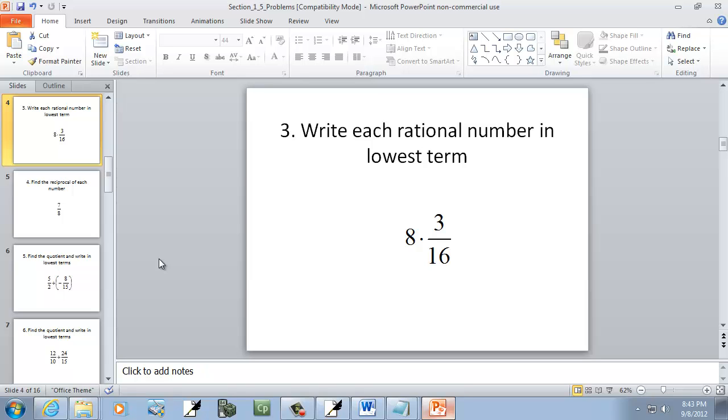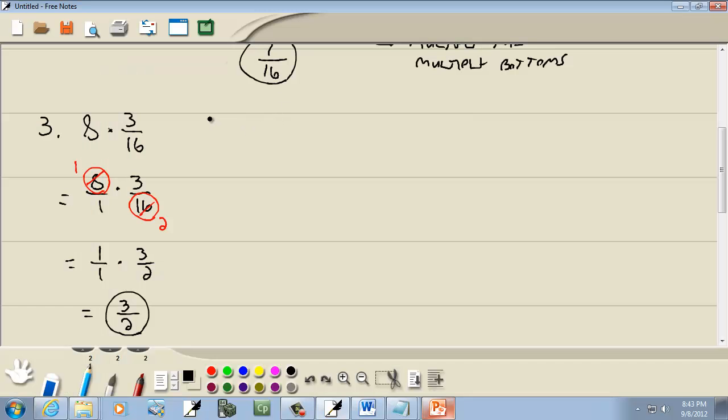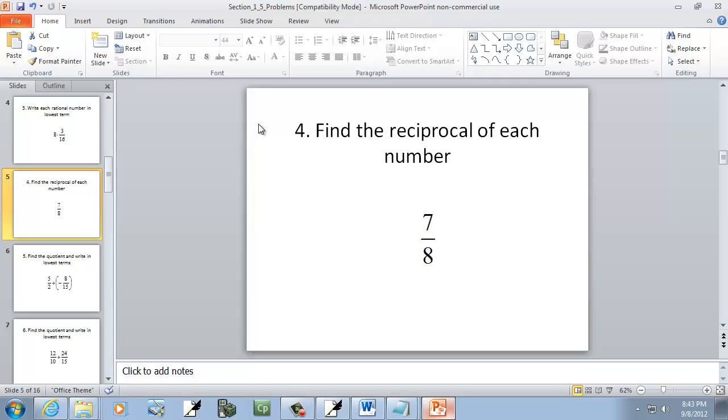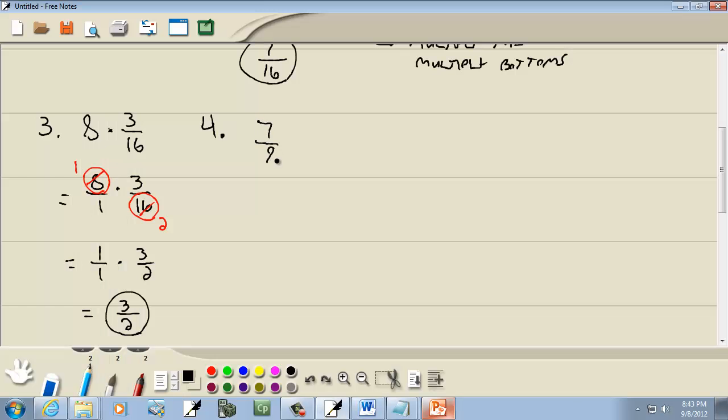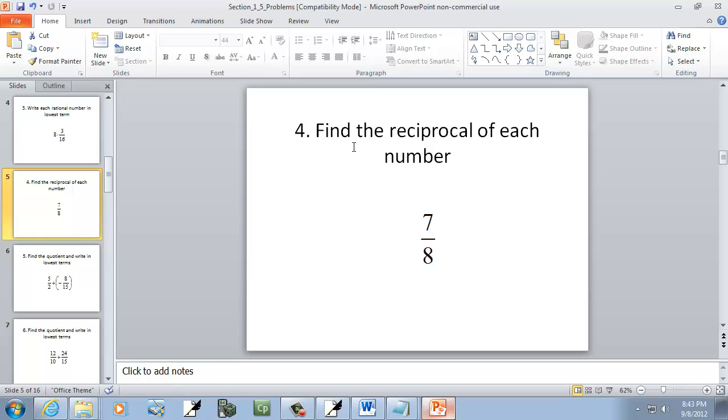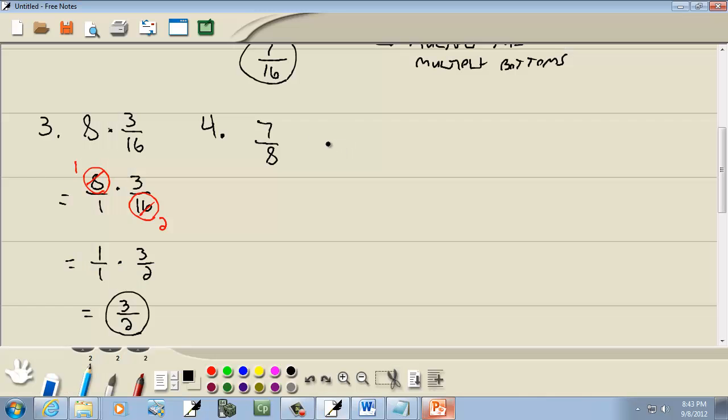Now we looked at this next topic in the last section, but it's used here, so let's reintroduce it. It says find the reciprocal of each number. Well, reciprocal just means the fraction flipped. So 7/8 becomes 8/7. Again, you just flip them.